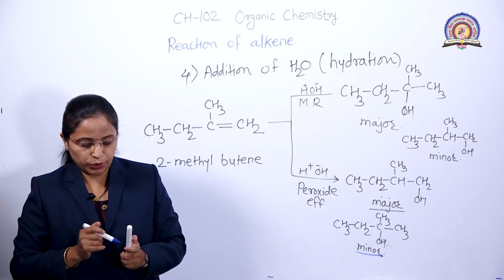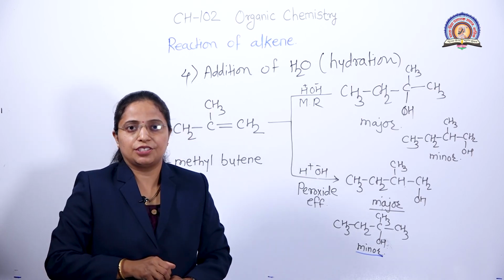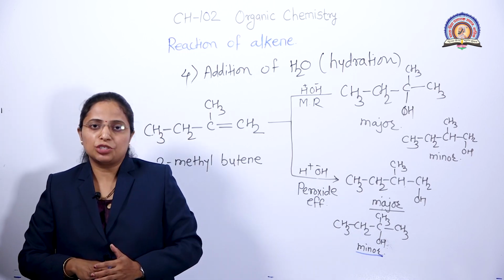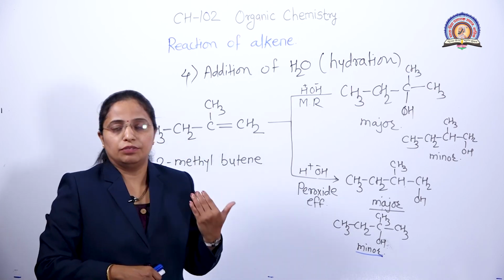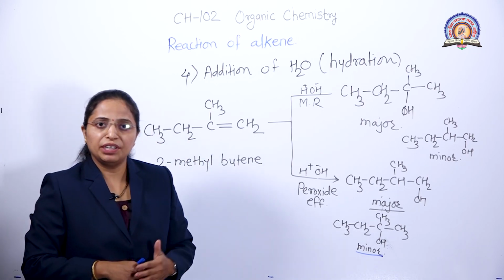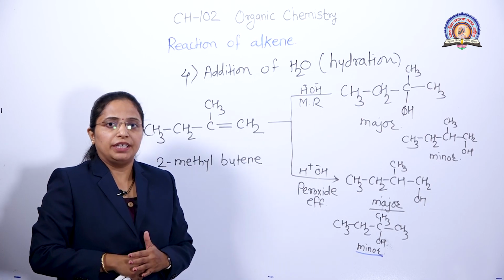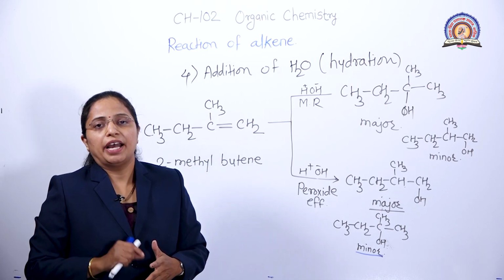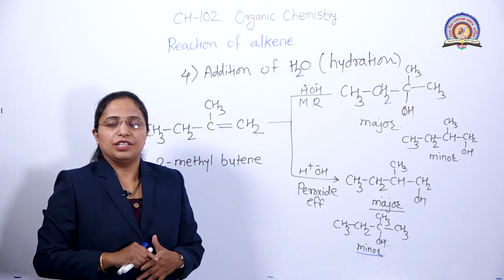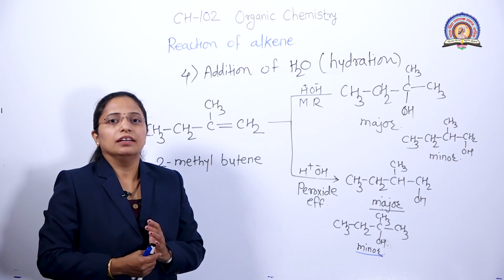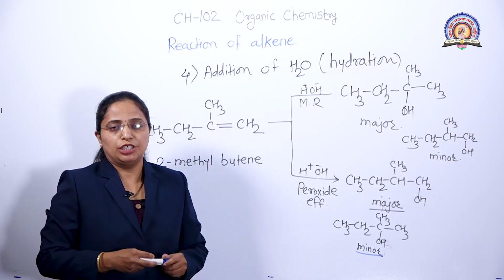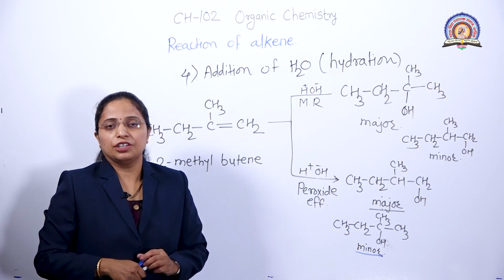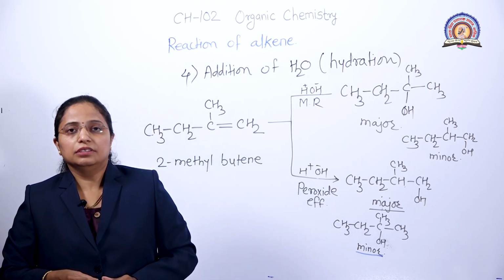So by observing these two examples, we can conclude that Markovnikov's rule and the peroxide effect are exactly opposite. Okay. So students, in today's lecture we discussed the reactions of alkenes, which are explained in 7 different ways. Out of those 7 ways, we discussed 5: the addition of H2, addition of X2, addition of HX, addition of water, and lastly the addition of H2SO4. So this part we have discussed in today's lecture. In the next lecture, we will discuss the remaining types of reaction.